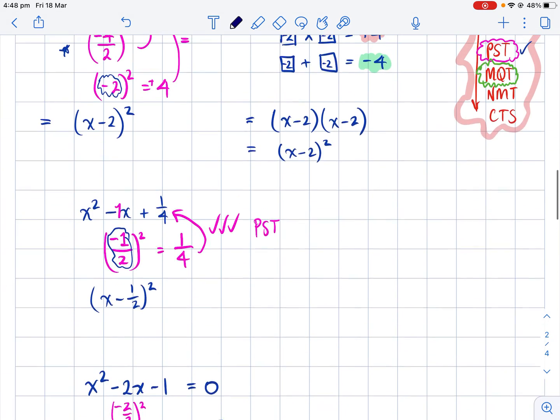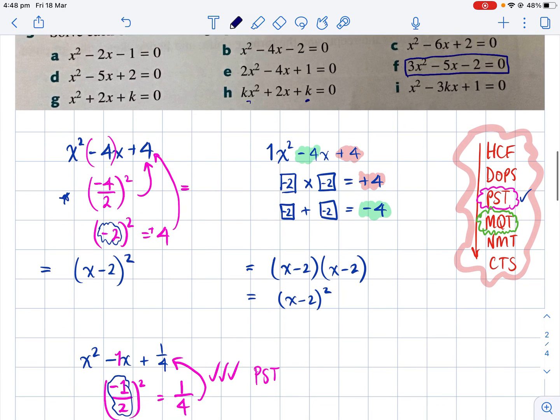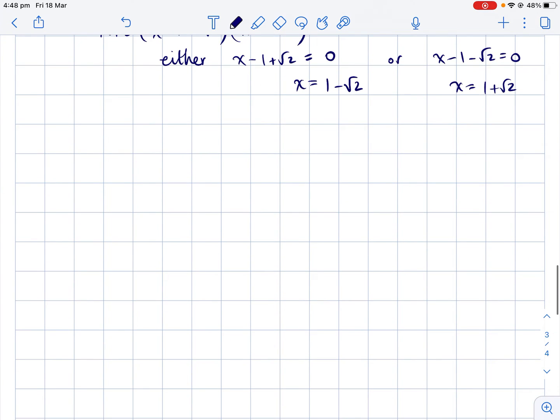Okay, let's make it a little bit harder. Let's choose something that's a bit tricky here. I'm not going to do this one with k's, although I really want to at the moment. I am going to do this one over here with a 3, because this type of problem will throw people. So it's 3x squared minus 5x minus 2, 3x squared minus 5x minus 2 equals 0.